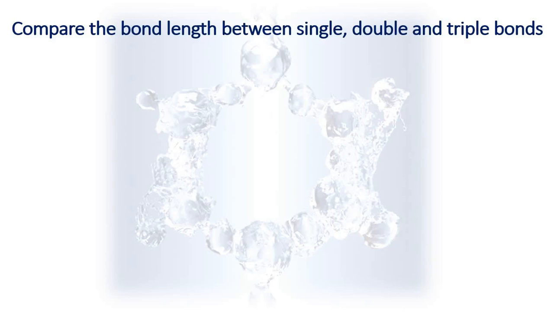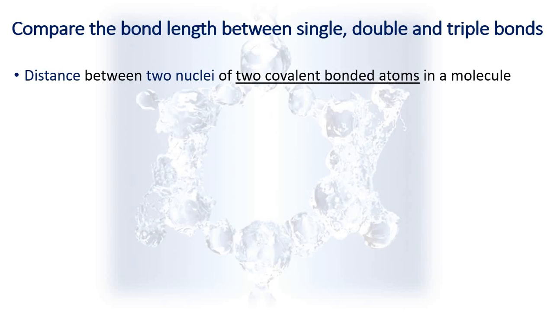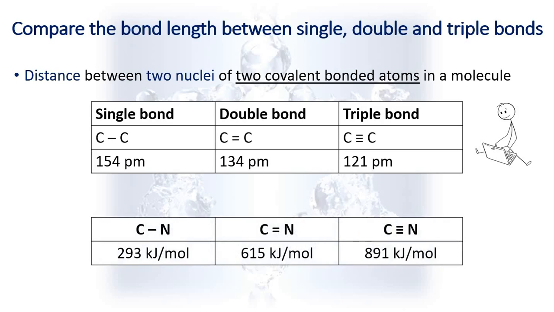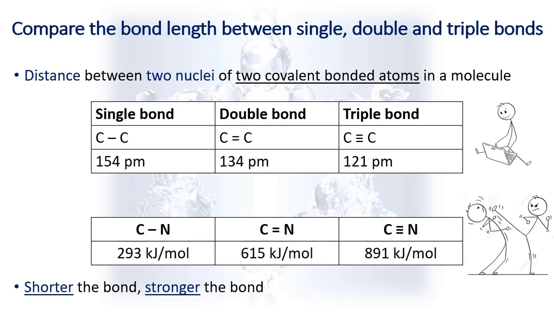Now, let's focus on the second learning outcome for this video, comparing the bond length between single, double and triple bonds. In terms of distance between the nuclei of 2 covalent bonded atoms in a molecule, we can see that triple bond has the shortest bond length. And in terms of energy required to break the bond, triple bond has the highest bond energy. Therefore, we can conclude that the shorter the bond, the stronger the bond. Please remember, covalent bond and dative bond cannot be differentiated from their bond length.